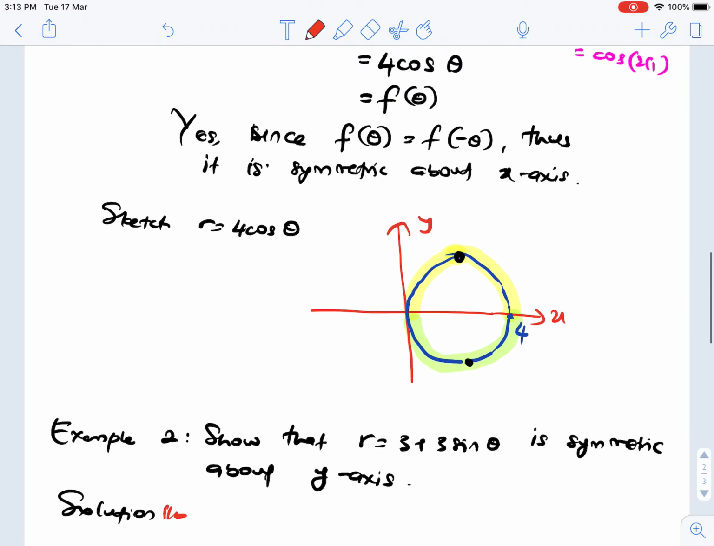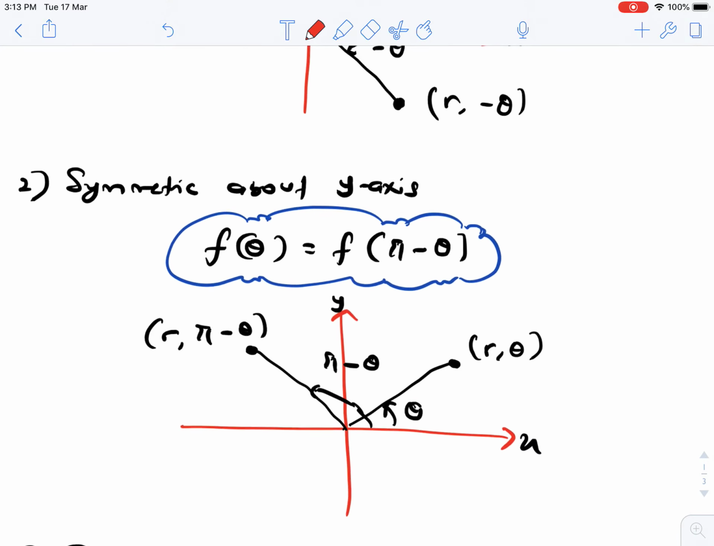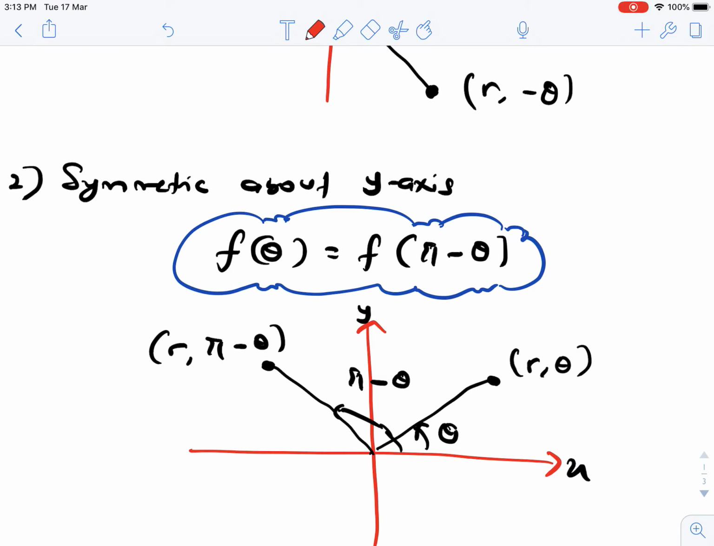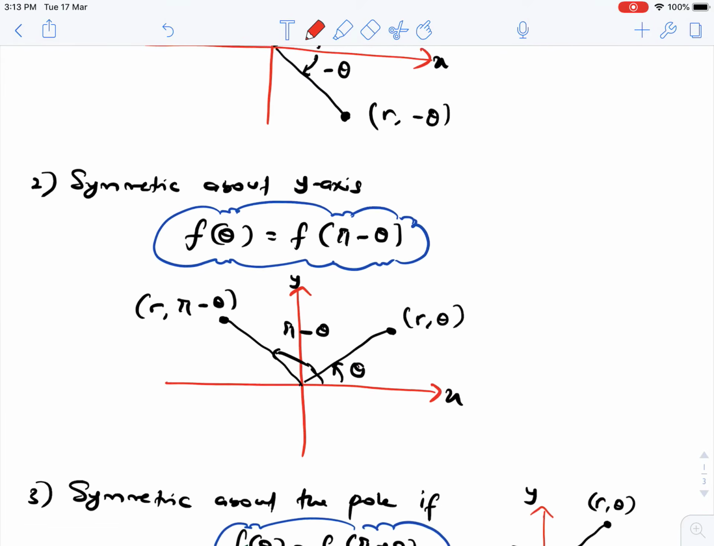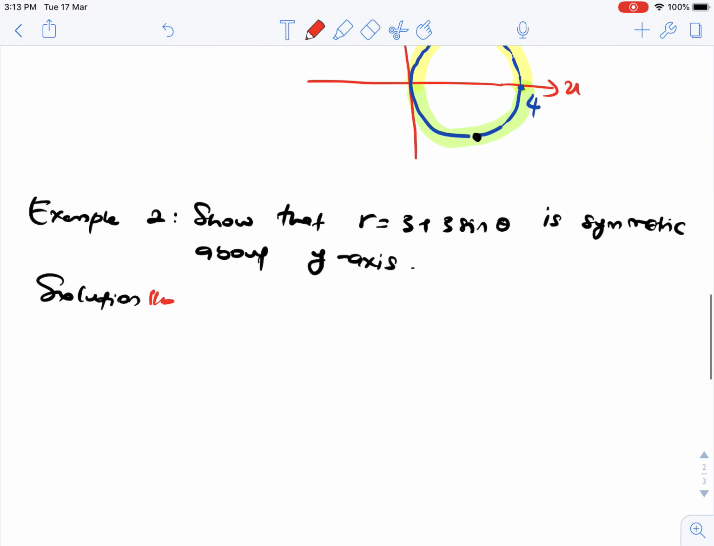So let us scroll the notes. Okay, this is the formula that we can use to show the curve is symmetric about the y-axis, where f(theta) equals f(pi minus theta). Okay, so let us answer the question.